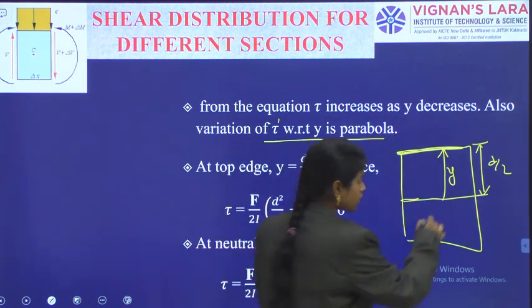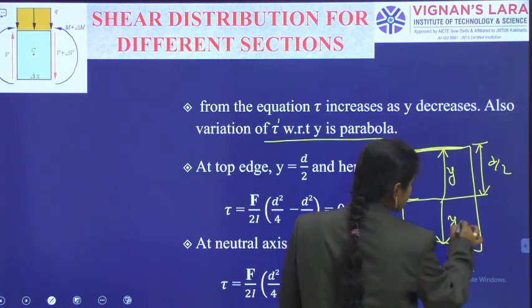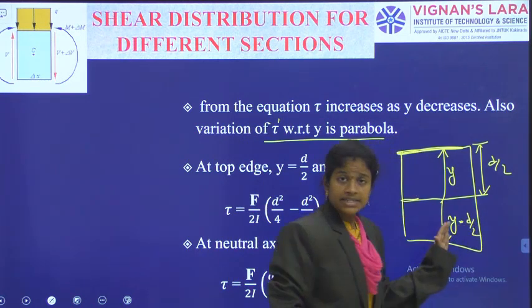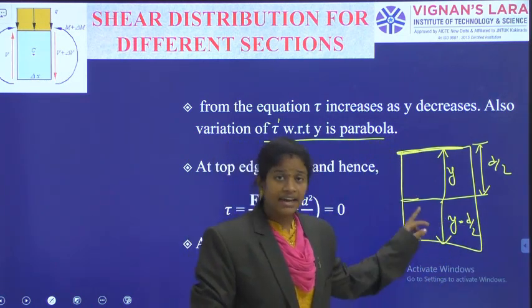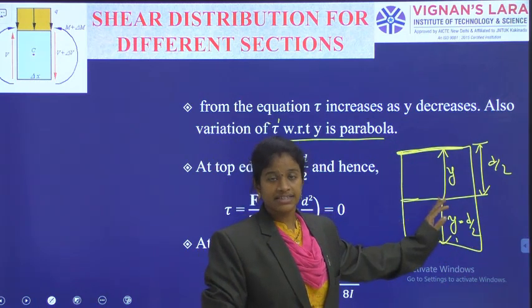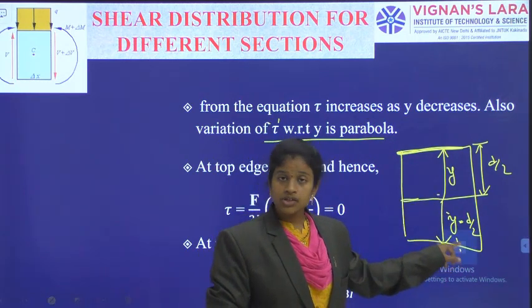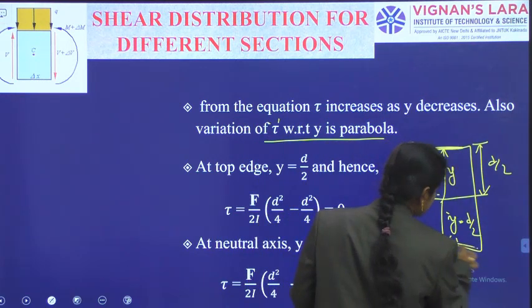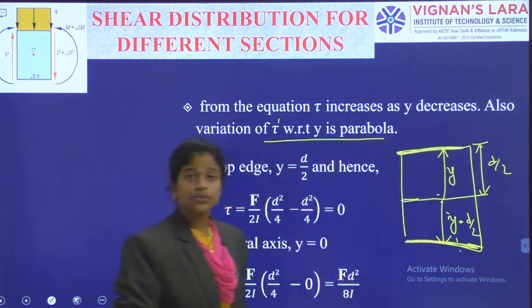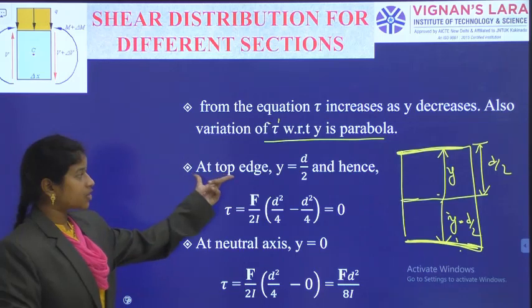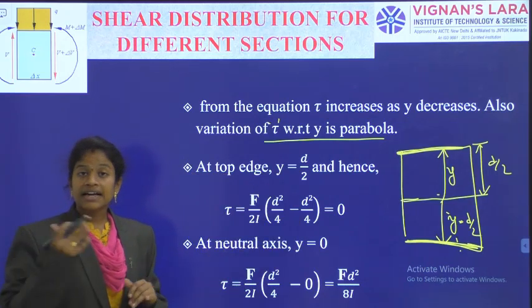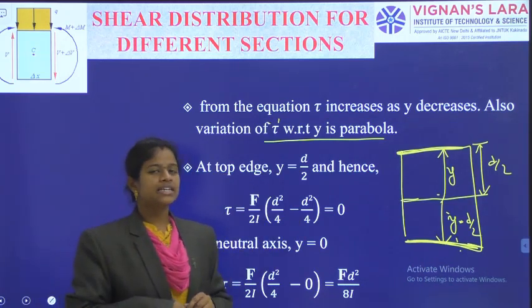Similarly, when you go down to the bottom of the rectangle, here also y is equal to d by 2 only. It is a symmetrical section, and the geometrical centre line coincides with the neutral axis. So again, at the bottom edge also, the shear stress is equal to 0. So at the top edge and bottom edge it is 0. Any other special point? Yes, at the neutral axis I will try to calculate.